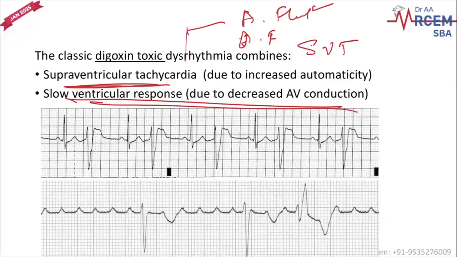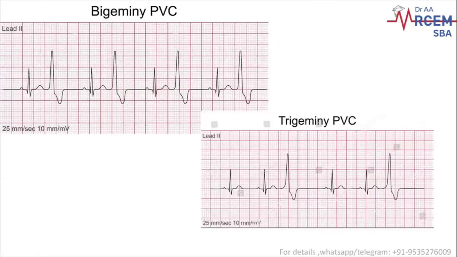Sometimes they might be having blocks, like first degree, second degree, third degree, or complete heart block. Most of the time, they present with a typical rhythm known as bigeminy or trigeminy. What is bigeminy? A normal QRS complex followed by a PVC, premature ventricular contraction.